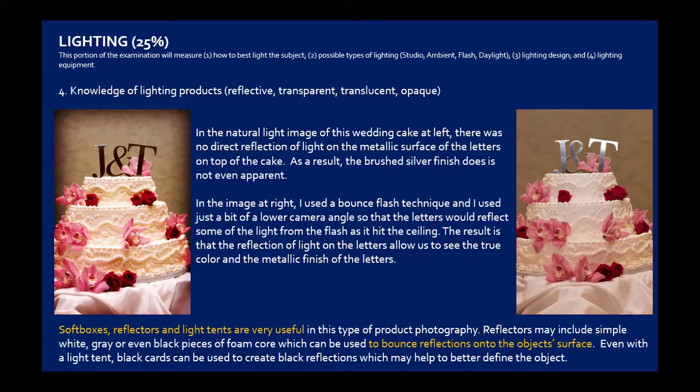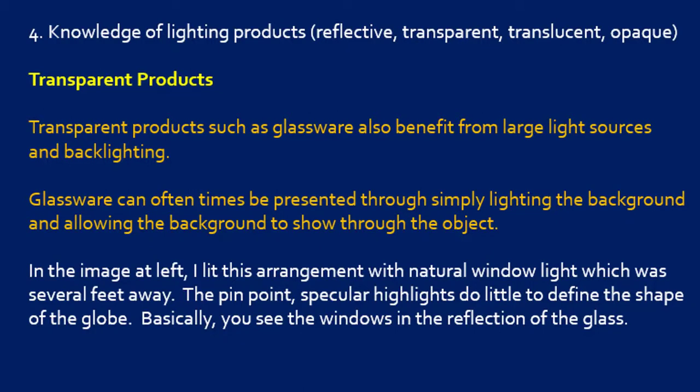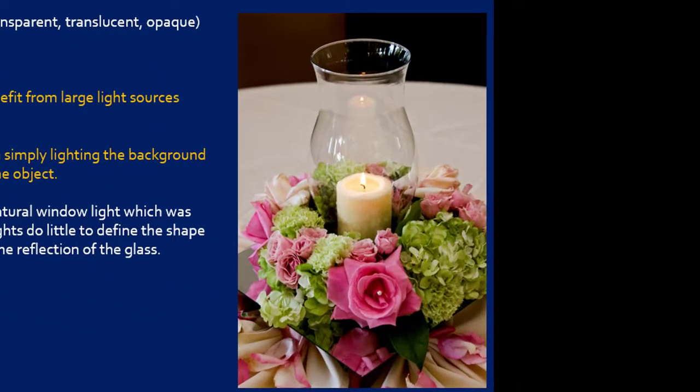By bouncing it off the ceiling, that light source became large enough that as it reflected in the letters, I was able to really illuminate the letters fairly nicely and pick up some of the characteristics and the texture of those letters. Transparent products such as glassware also benefit from large light sources and backlighting. Glassware can oftentimes be presented through simply lighting the background and allowing the background to show through the object.